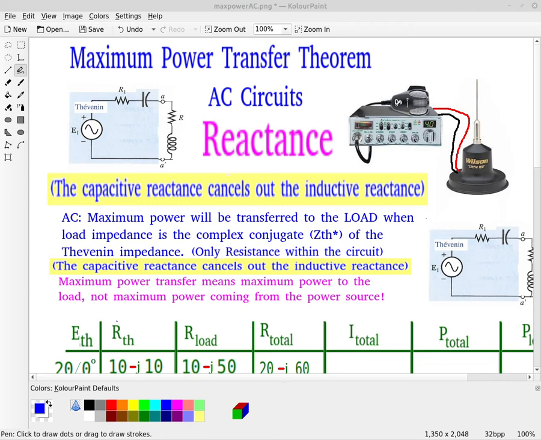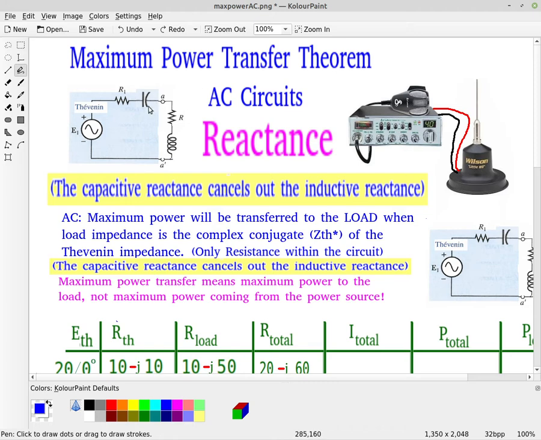Remember, when we talk about power, we're talking about real power used. Inductors and capacitors do not use power, they store energy. Capacitors store energy within the electric field between the plates, and inductors store energy within the magnetic field generated within the core of the inductor by the current.